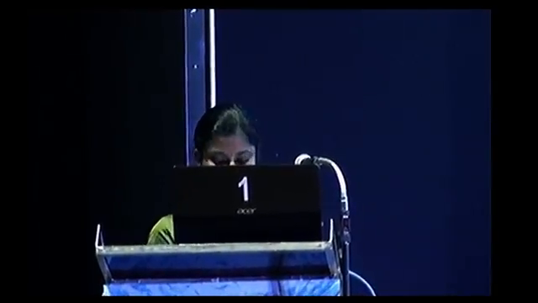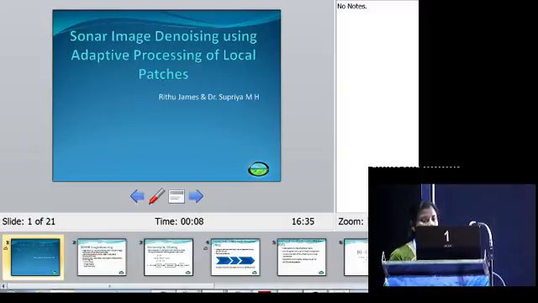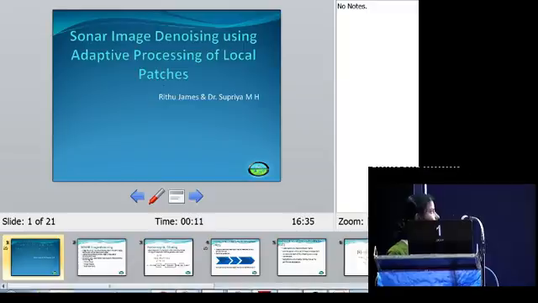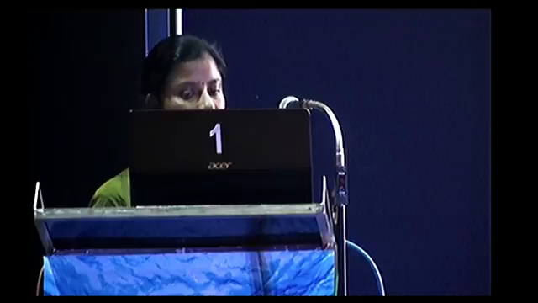Good afternoon. My topic is sonar image denoising using adaptive processing of local patches. Image denoising in the case of sonar is a key preprocessing step, and basically the sonar images formed have a sparse representation. So I exploited the decorrelation techniques of PCA and SVD in my study. I have initially considered the whole image, then I have taken patches of the image, and finally blocks of patches.